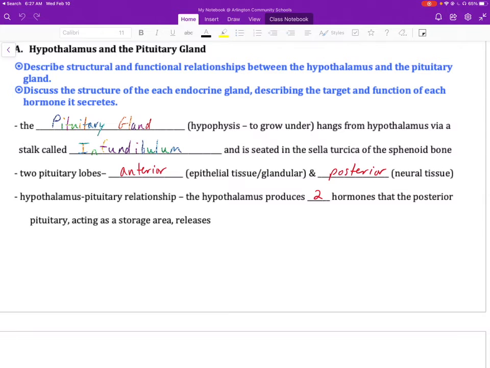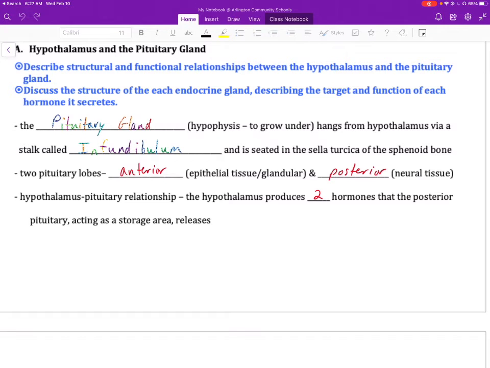First off, the pituitary gland hangs from the hypothalamus via a stalk called the infundibulum, and it is seated on the sella turcica of the sphenoid bone. As you probably remember from when we did the bone practical, that is the little indentation within the sphenoid bone that looks like it's cradling something. What it's cradling is the pituitary gland.